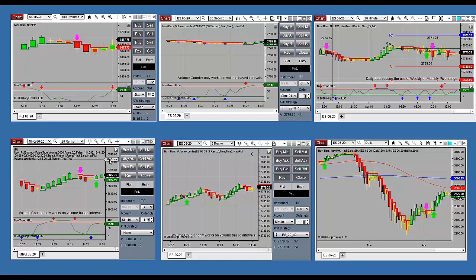All right, so a long entry here on the NASDAQ. We don't have a buy signal on the E-mini yet. You may see that if we keep moving up.